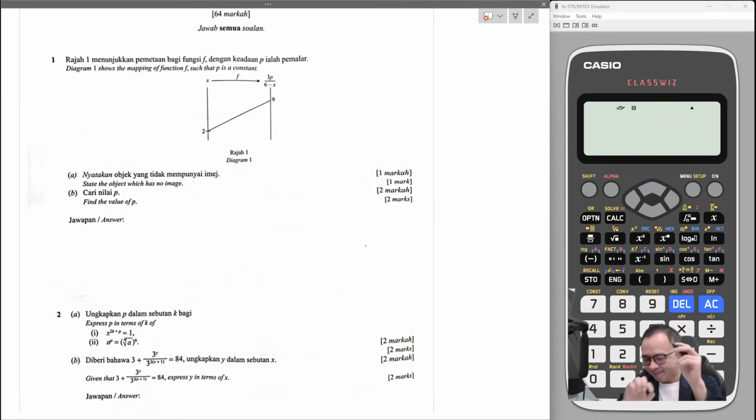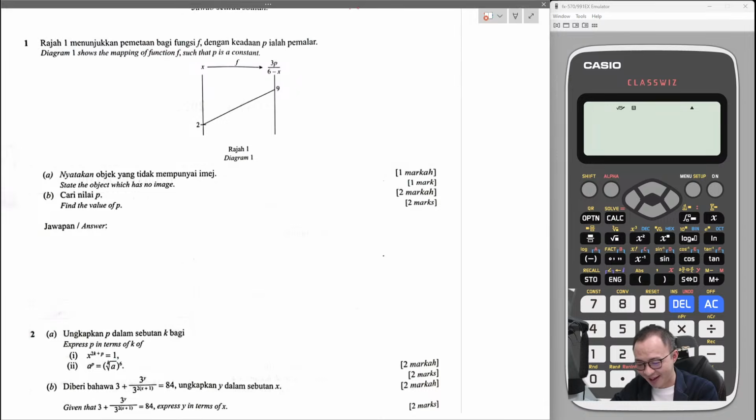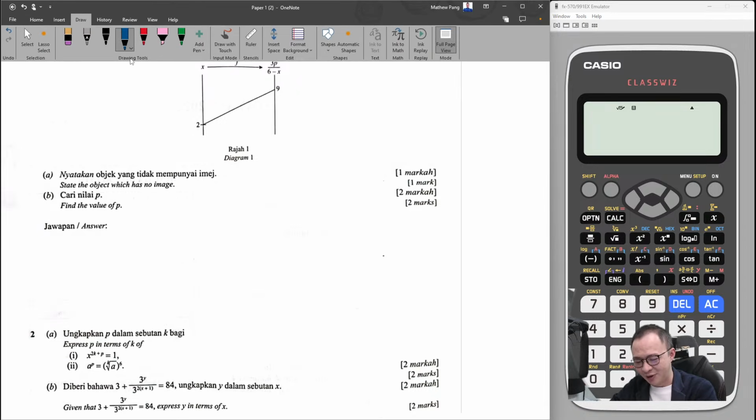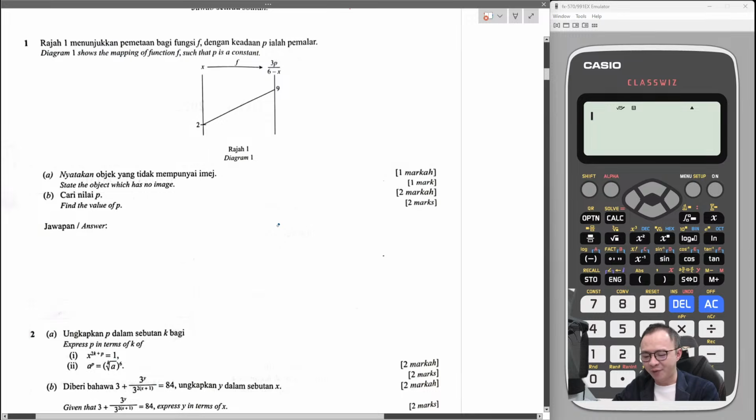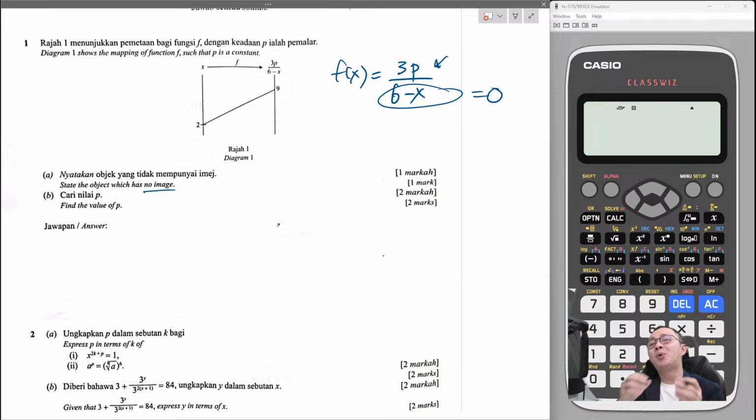Let's begin. The first one I believe is a bonus mark question. Let me change my pen first. Let's use blue color maybe. State the object which has no image. No image sort of means if I substitute the x value into the image, I will get a math error, isn't it? If I see my equation here, f(x) should equal 3p over 6 minus x, right? Whenever we have a fraction, which is pecahan, how to make this f(x) become a math error? Denominator equals 0, isn't it? Because the bottom of the fraction equals 0, we will get a math error.